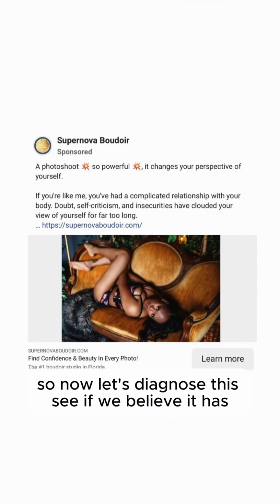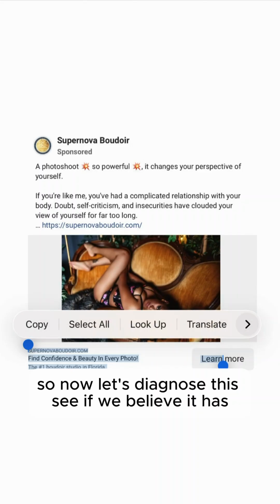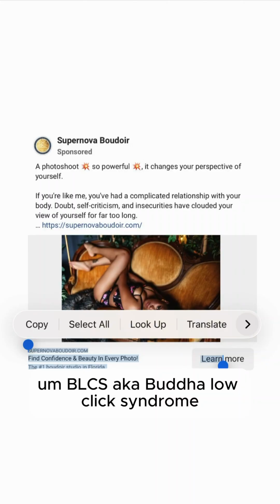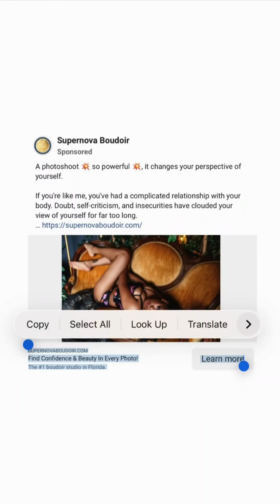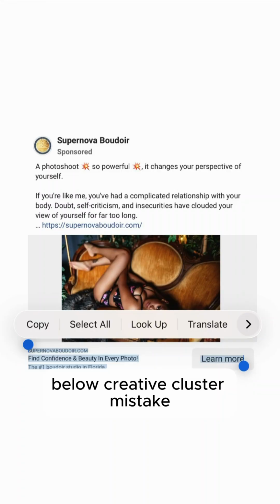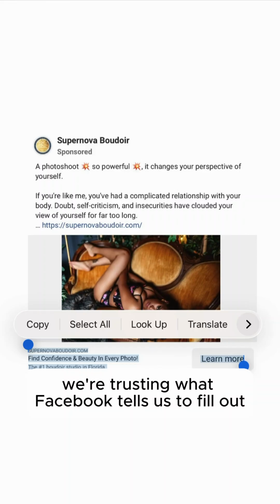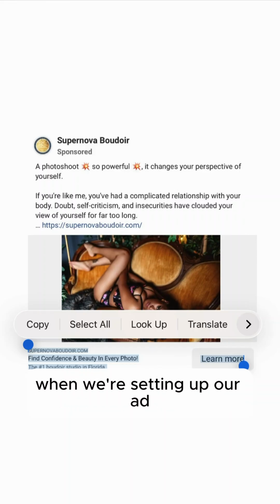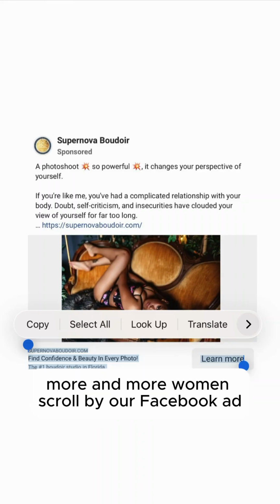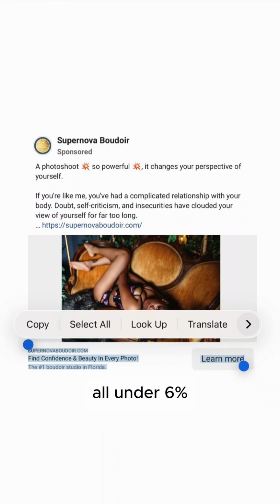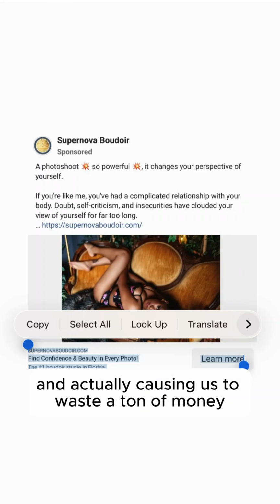So now let's diagnose this, see if we believe it has BLCS, aka Boudoir low click syndrome. So looking at here, we got the below creative cluster mistake. The false belief that causes us to make this mistake is we're trusting that what Facebook tells us to fill out when we're setting up our ad is what we should fill out. But the consequence of following this false belief is more and more women scroll by our Boudoir Facebook ad out of 100, pulling our unique CTR under 6%, and actually causing us to waste a ton of money.